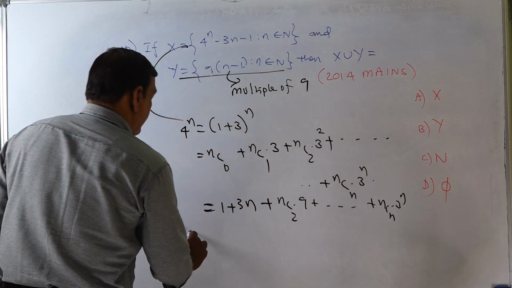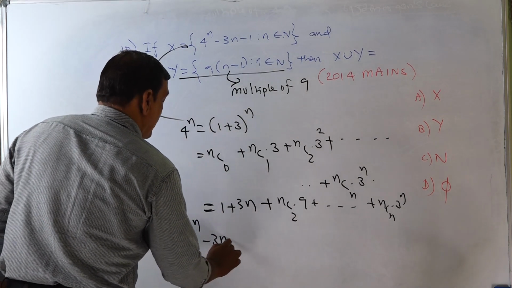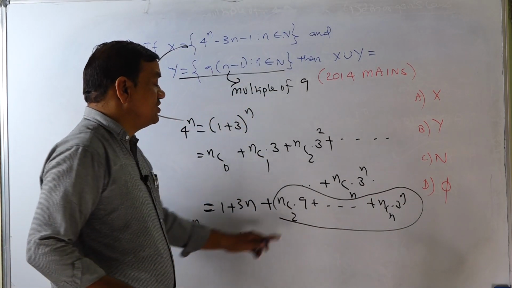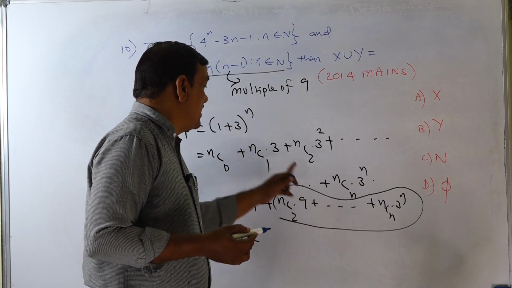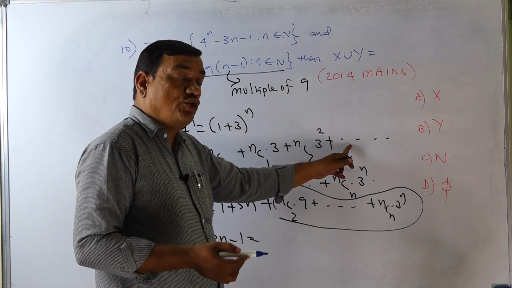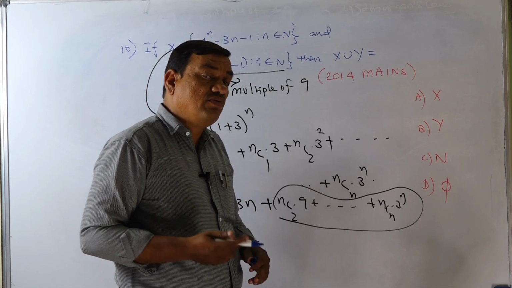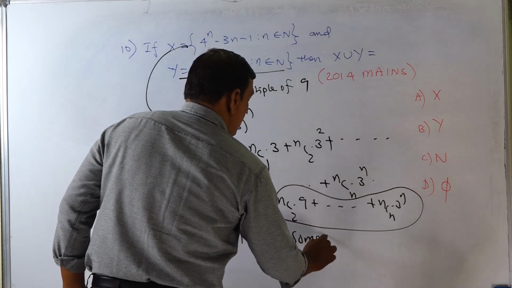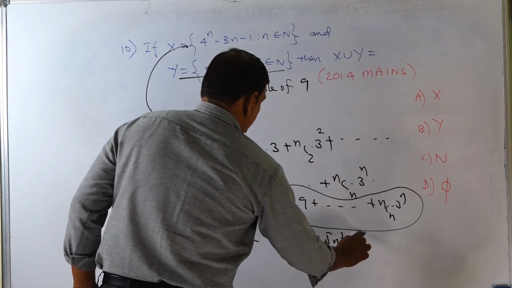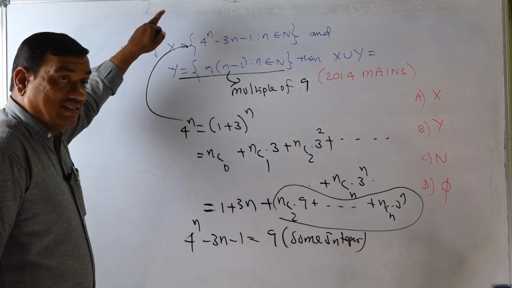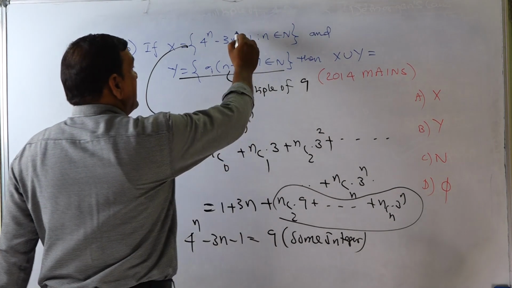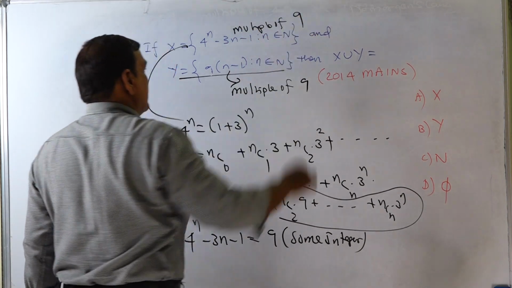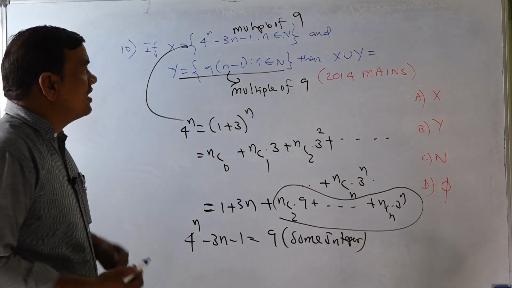Take it to the left hand side: 4 power n minus 3n minus 1 is equal to, from here onwards, 9, then 3 square, 3 cube, 3 power 4, like that up to 3 power n. From all these you can take 9 into some integer. That means the first set also contains elements which are multiples of 9.